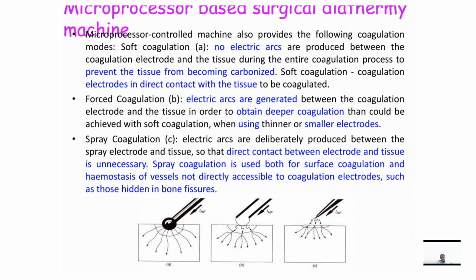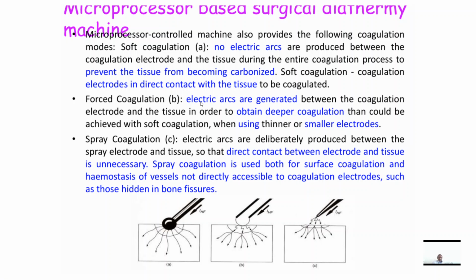Touching the surface of the tissue, there is no arc produced. There is no gap between the electrode and the tissue, and no arc is produced. This is called soft coagulation. Next, you can go for diagram B. This is called forced coagulation.